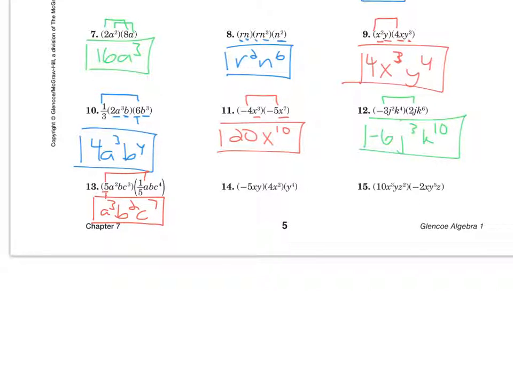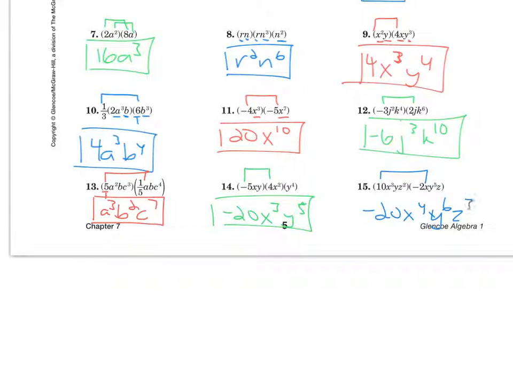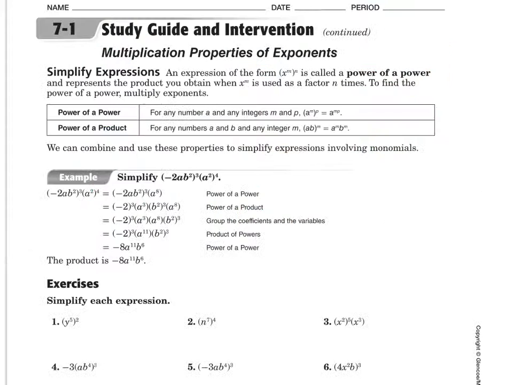And number 14, coefficients are negative 5 times positive 4, which is negative 20. The x's are 1 plus 2, which is 3. And the y's are 1 plus 4, which is 5. And number 15, 10 times negative 2 is negative 20. The x's, 3 plus 1 is 4. The y's, 1 plus 5 is 6. And the z's, 2 plus 1 is 3. So negative 20, x to the 4th, y to the 6th, z cubed.